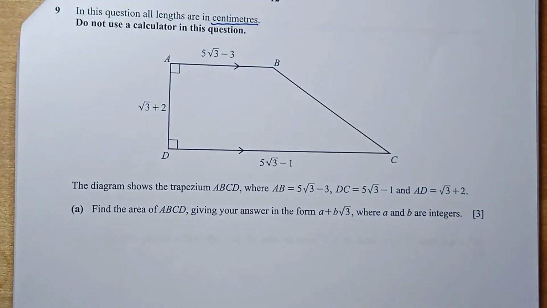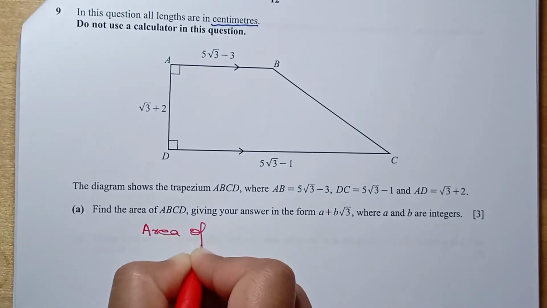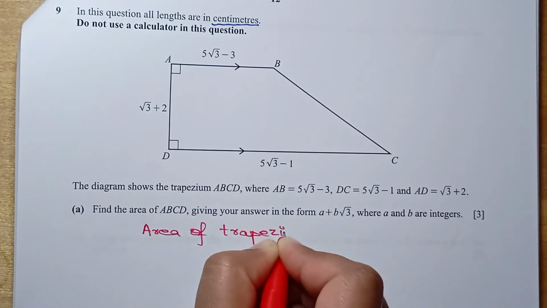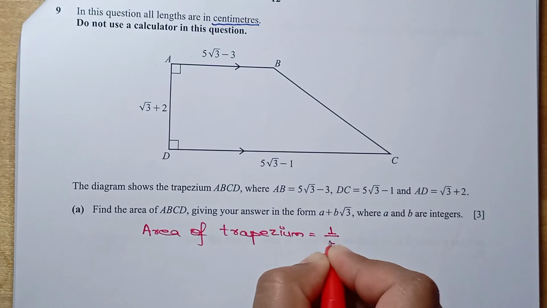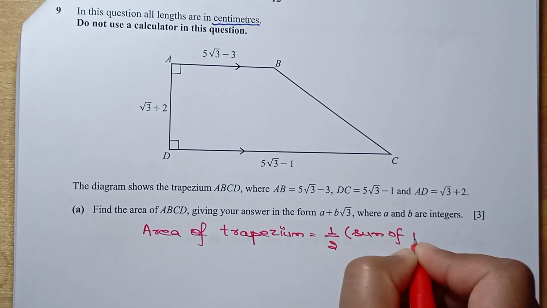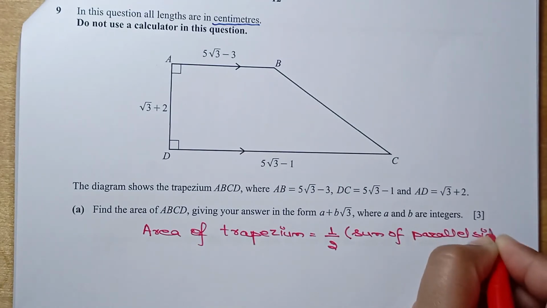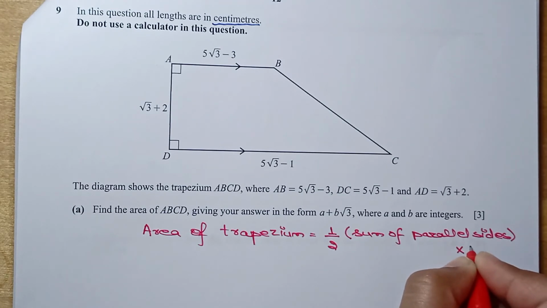Okay, so the area of a trapezium is basically half the sum of the parallel sides times the height or length, we can say.